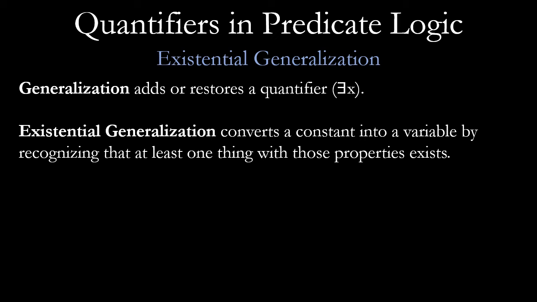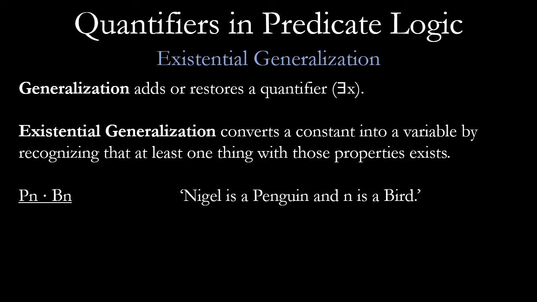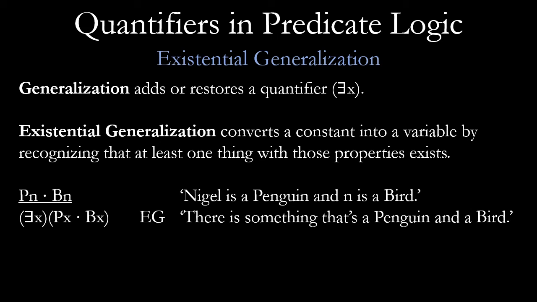Right? So if we say Harry is a penguin, well, then we know that there exists at least one thing that is a penguin, right? So that something is a penguin. So let's say we have Nigel is a penguin and Nigel is a bird. Well, we know that there exists something that's a penguin and a bird, right? So we can generalize existentially from a statement that involves constants.